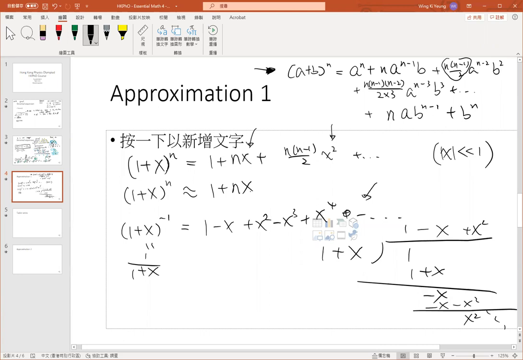Quite easy. So this is the first approximation that we are going to use, and you can try using this approximation. So let's say 1.01 to the power 5. If I use this approximation, then the value will be approximately 1 plus 5 times 0.01. And then you can use your calculator to get the value of 1.01 to the power 5 to see what value you get.